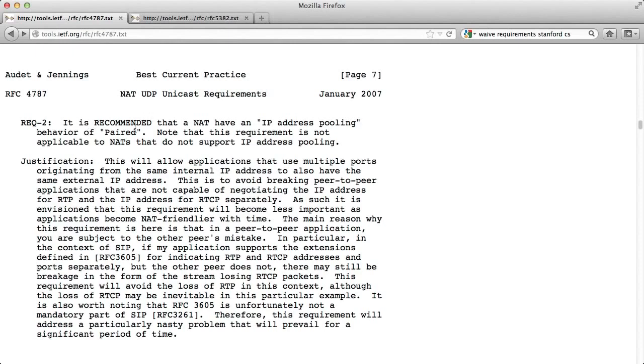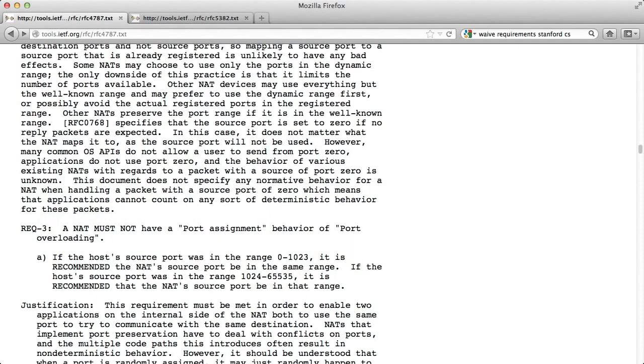So here's a second recommendation: that NATs have an IP address pooling behavior of paired. This is for NATs that happen to actually have multiple external addresses. And the idea is that if we can, UDP packets coming from the same internal IP address should appear to have the same external IP address. So here's the third requirement, which has to do with how ports are assigned.